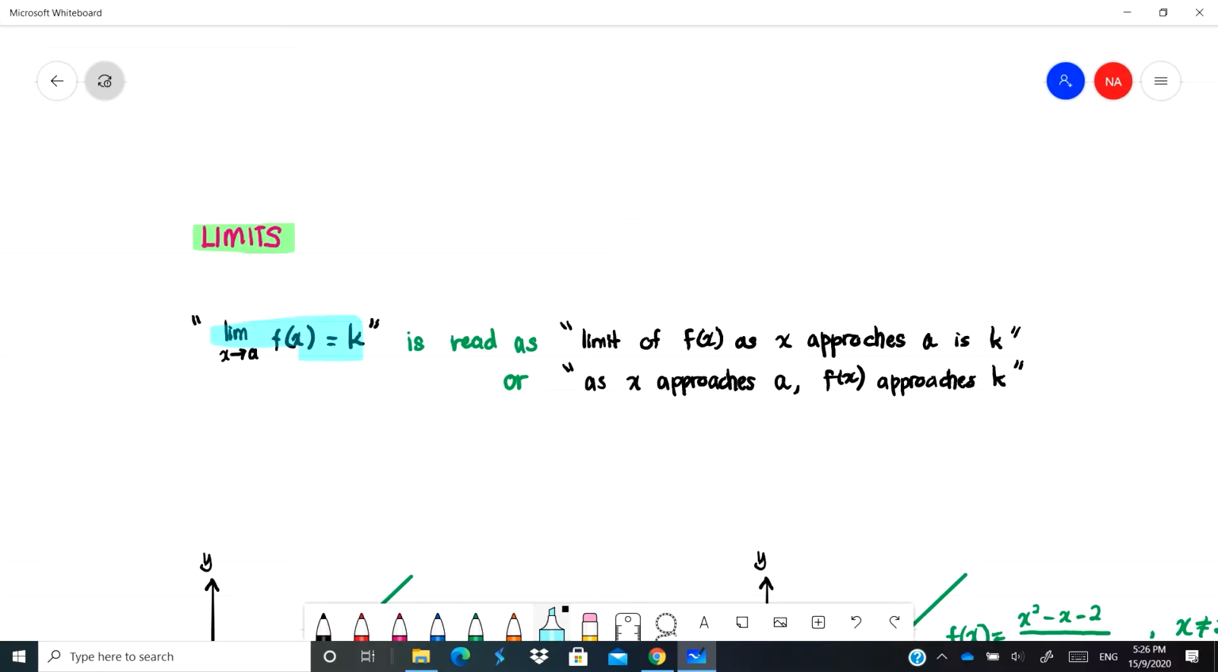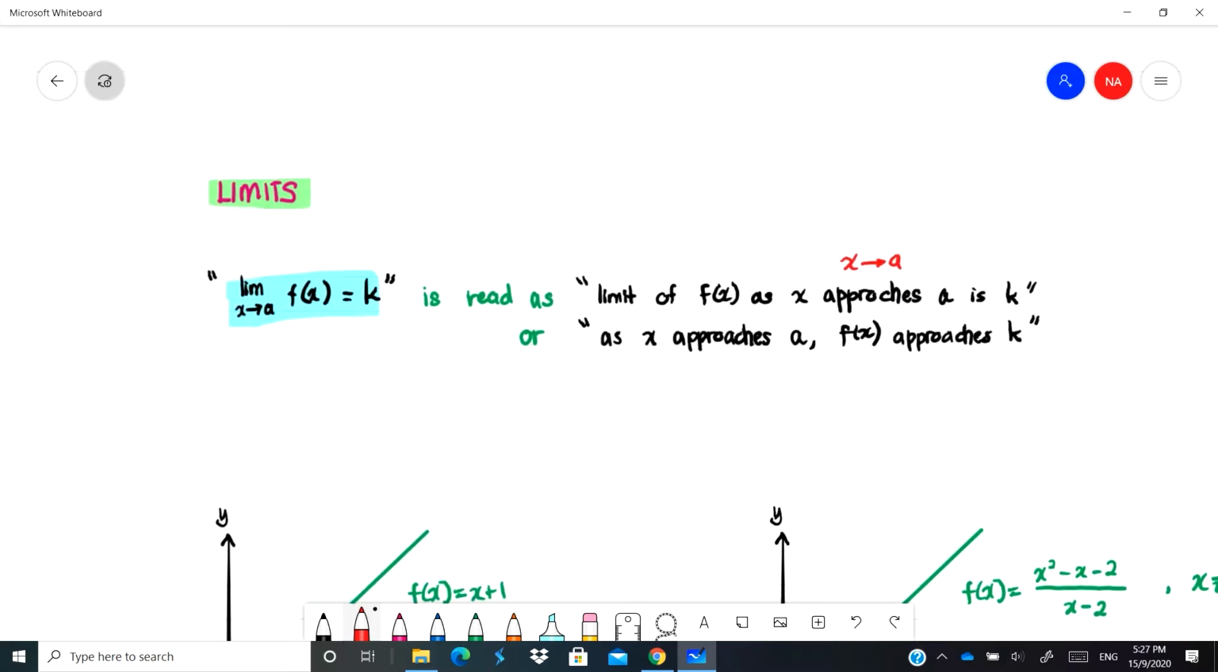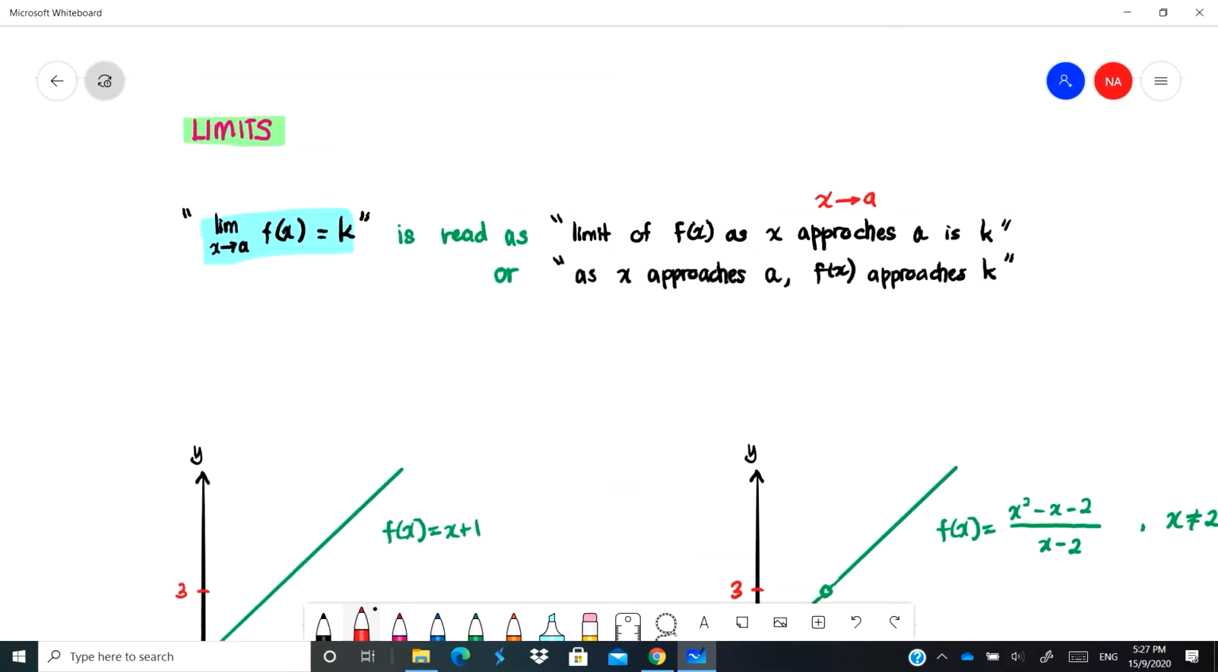Which is read as the limit of f(x) as x approaches a is k. So this is labeled by x approaches a here, and k is the value of the limit. Or you can read it as: when x approaches a, f(x) will approach k.